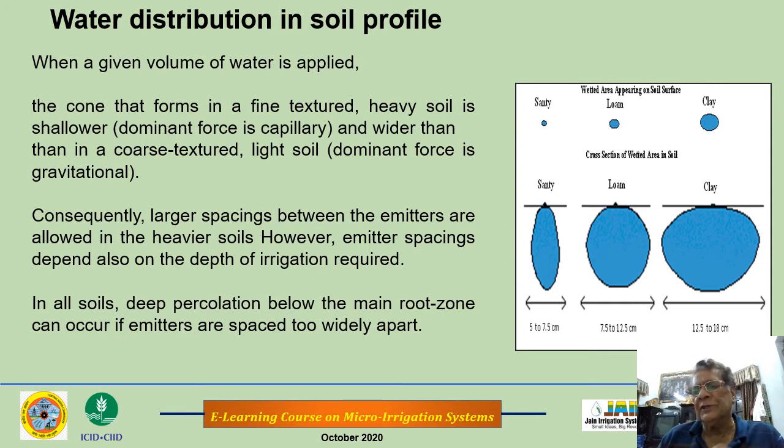Now, in the interest of wetting the entire rooting pattern, the duration of irrigation is decided. Now, it is possible that if you operate the system for so long, then some water will move downwards below the root zone, which is called deep percolation, because that is useless for the plant. The plant cannot use it, so it is considered a loss. So depending upon the soil type, we can design our drip system, particularly the spacing of the drippers and the discharge rate of the drippers can be decided on the basis of the type of the soil.